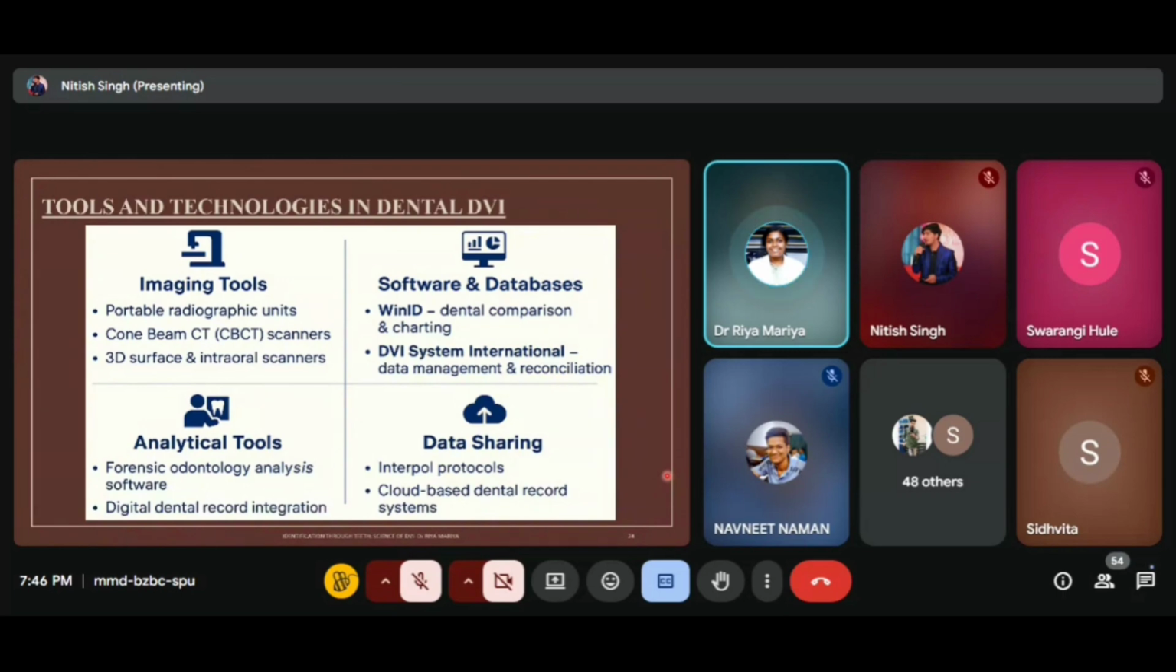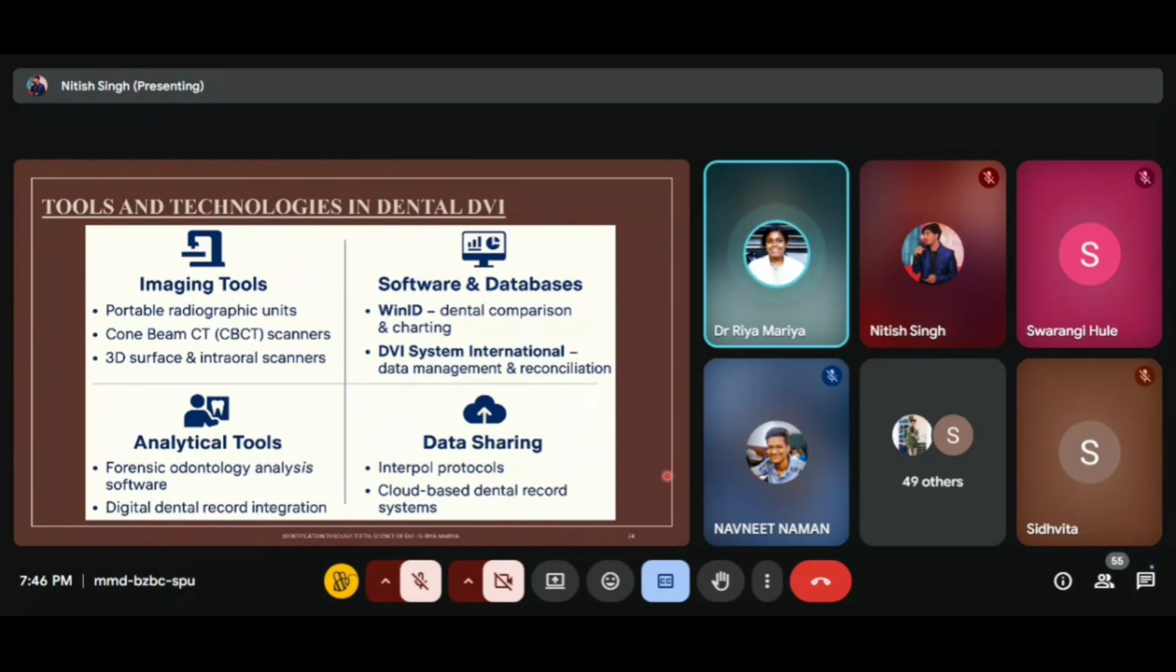No forensic odontologist or anyone in the DVI team can do as they wish. They cannot do like that. We have to write or document according to the protocols. Even the data sharing is also according to the protocols only.